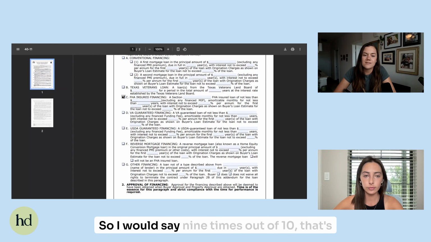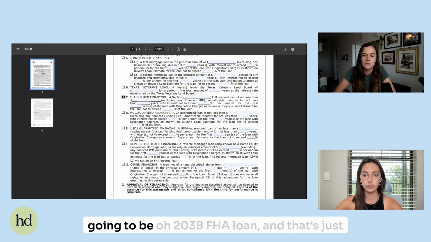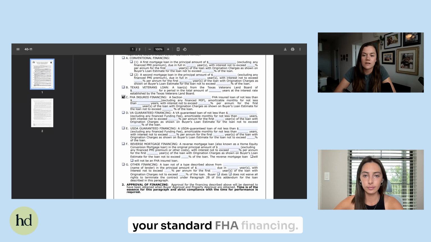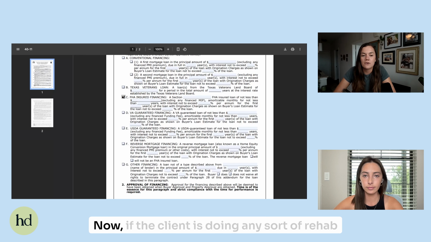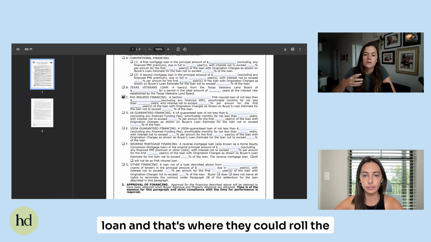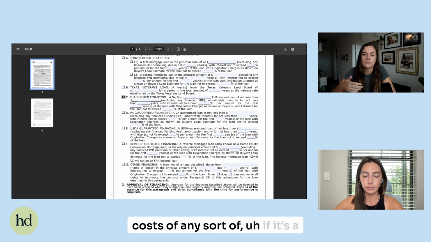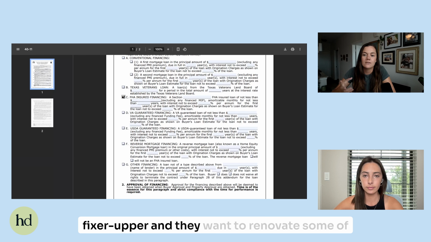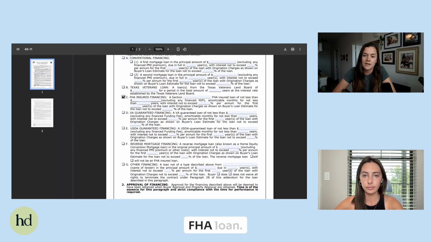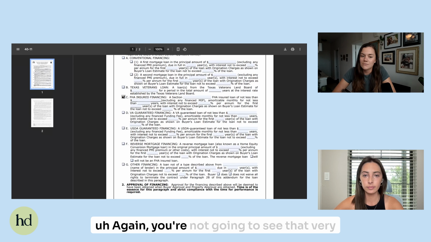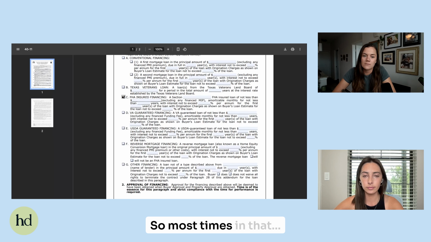So I would say 9 times out of 10, that's going to be 203B FHA loan, and that's just your standard FHA financing. Now, if the client is doing any sort of rehab loan, where they could roll the costs in, if it's a fixer upper and they want to renovate some of that property, that's going to be a 203K FHA loan. Again, you're not going to see that very often. So most times in that blank, it's going to be 203B.